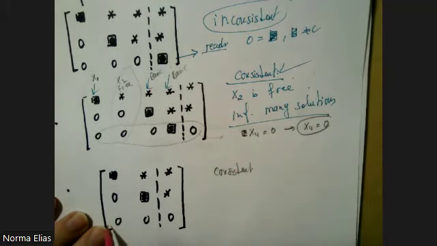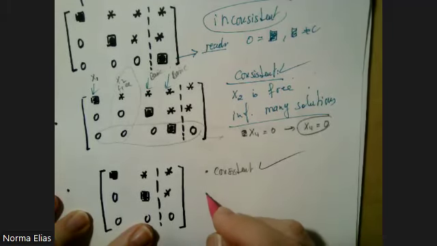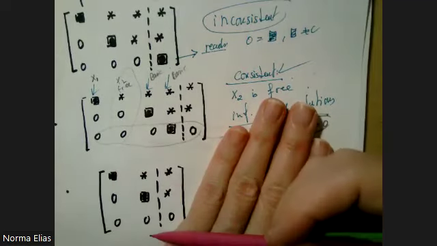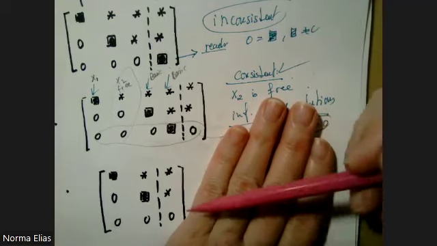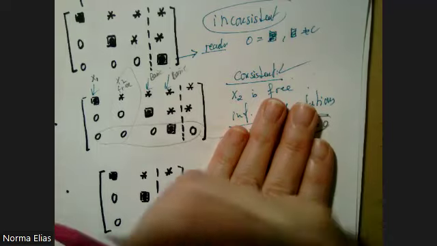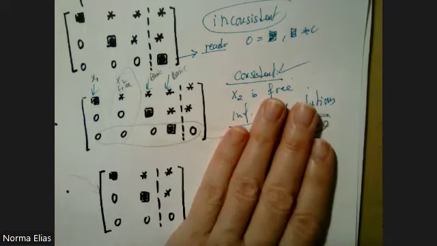I don't have a 0, 0, non-zero term. Consistent. Question number 2: first, this is a system of how many equations and how many unknowns? Before I go on, how many equations do we have here? So the initial system that I reduced, how many equations does it have?